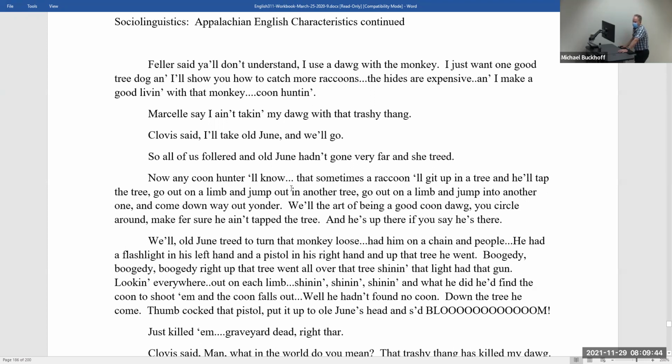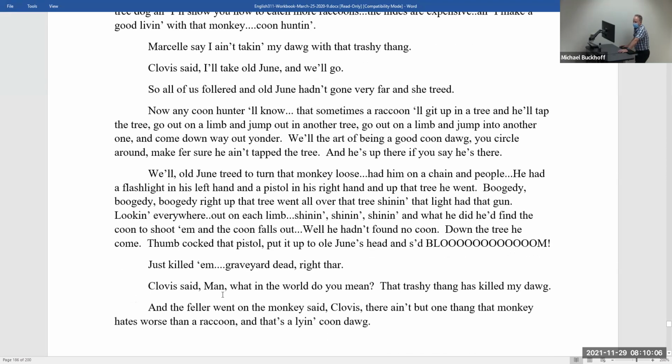Well, June treed, and he turned that monkey loose, had him on a chain. He had a flashlight in his left hand, a pistol in his right hand. Up that tree he went, boogity, boogity, boogity, right up that tree, went all over that tree, shining that light, had that gun, looking everywhere, out in each limb, shine and shine and shine. And what he did, he'd find a coon to shoot him. The coon falls out. Well, he hadn't found no coon. Down that tree he come, thumb cocked that pistol, put it up to old June's head and said, bloom. Just killed him, graveyard dead right there.